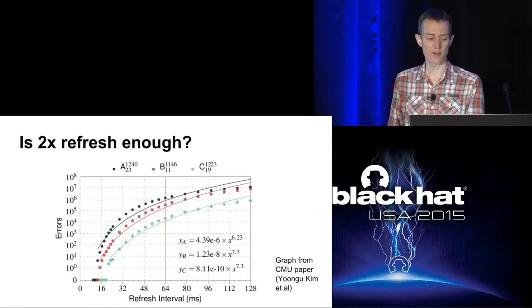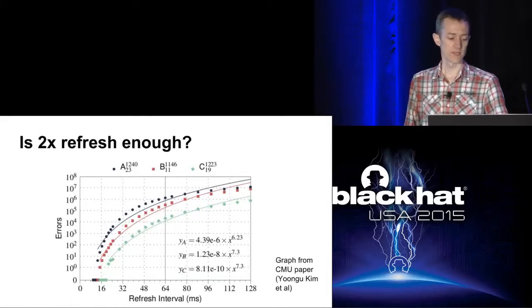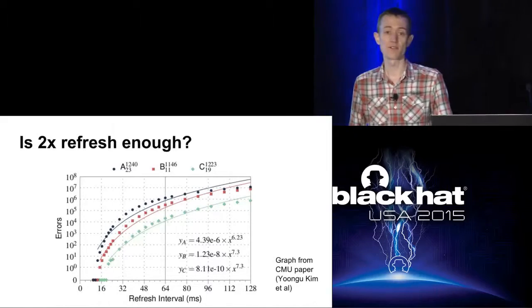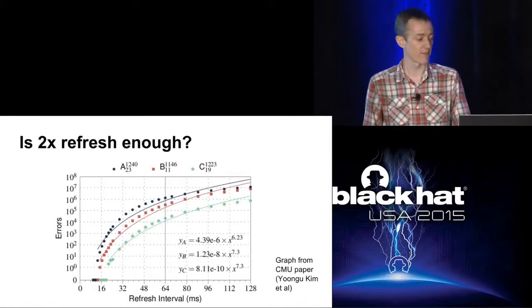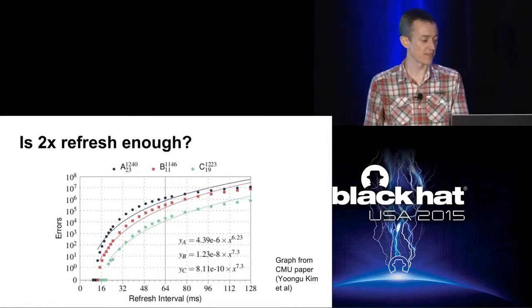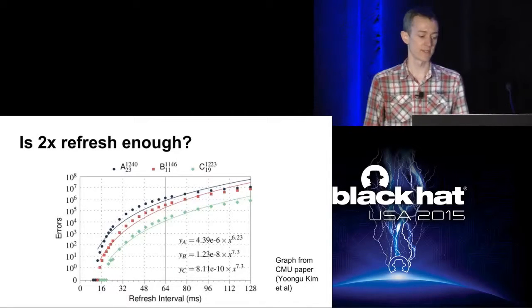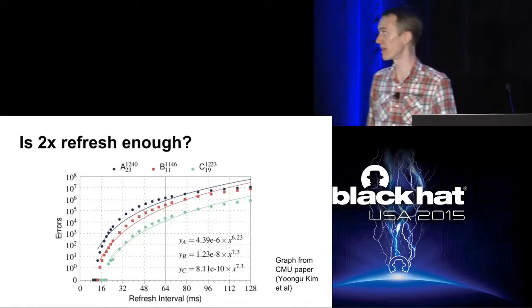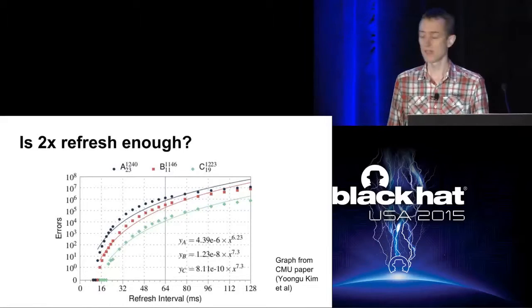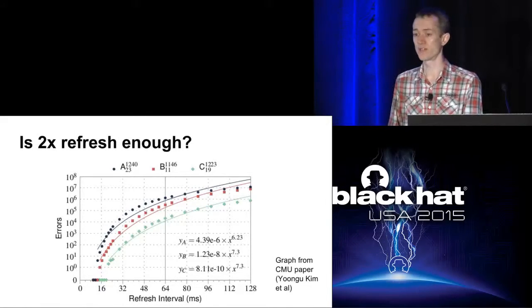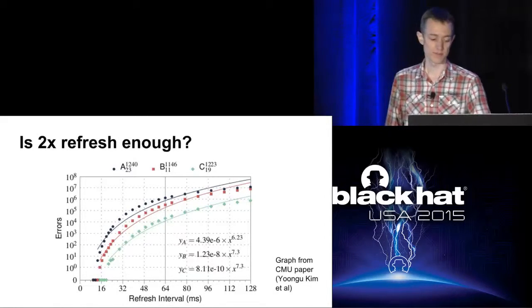There is a question about whether that's enough, though. The CMU paper has a graph which shows that even when you're doing one-sided hammering, a double refresh rate isn't always enough to eliminate all the errors. So maybe an attacker will just have to take longer before they can trigger bit flips. And this doesn't even take account of two-sided row hammering, which is more likely to cause flips.